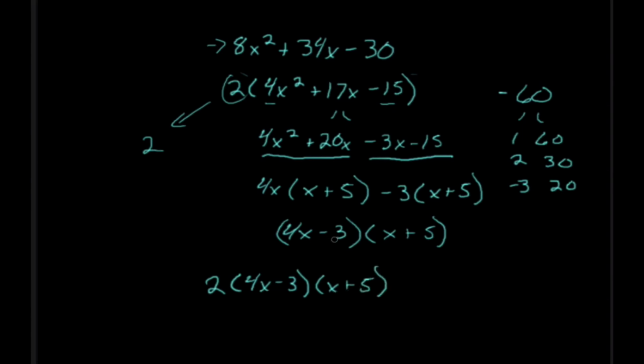If you just multiply these two binomials, all you'll get is 4x squared plus 17x minus 15, which isn't x squared plus 34x minus 30. So you have to multiply all that by 2, and this is the right way to write it. So this trinomial doesn't have 2 factors, it has 3 factors. We're going to try one more example, and then I'll leave you to work on your own.